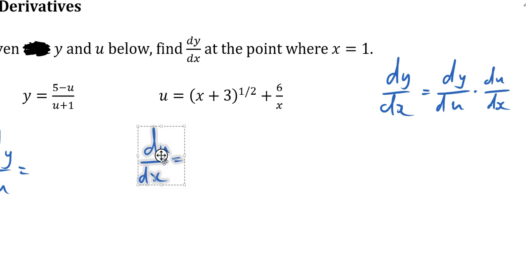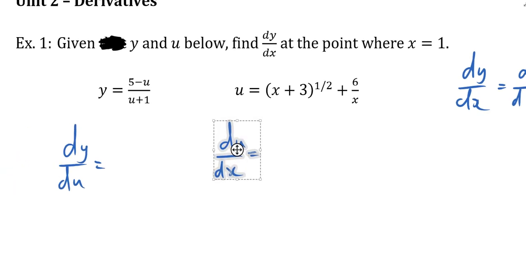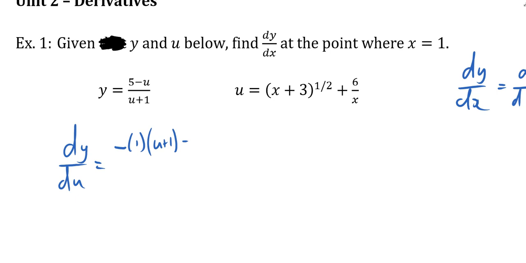So I think we should do that one. So dy by du, quotient rule, the derivative of the top with respect to u is just -1, right? So -1, you don't have to show it that way, but it reminds us that we actually did something there, times u plus 1, minus the derivative of the bottom, which is 1, times the top, over the bottom squared.